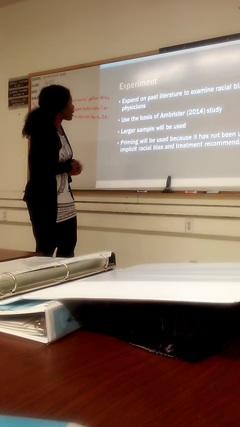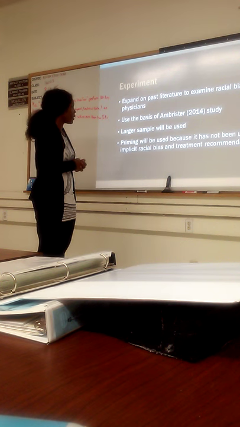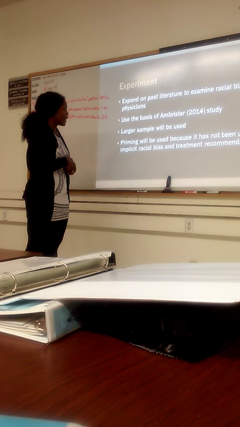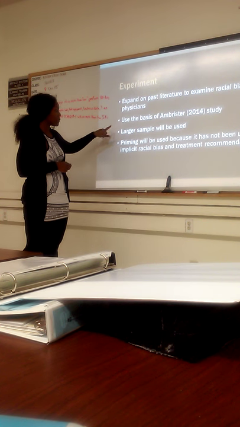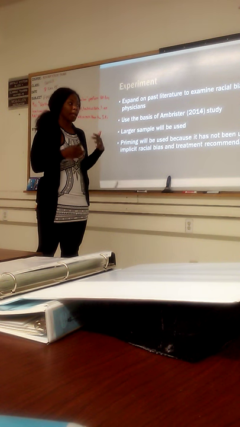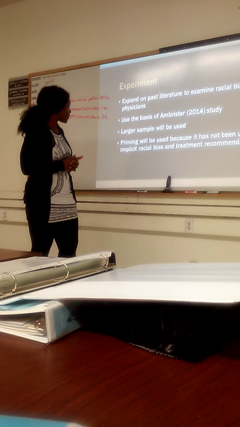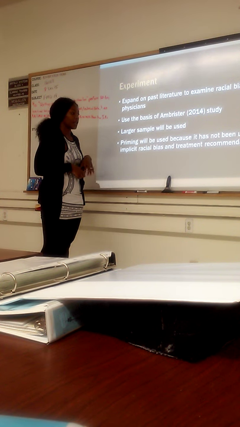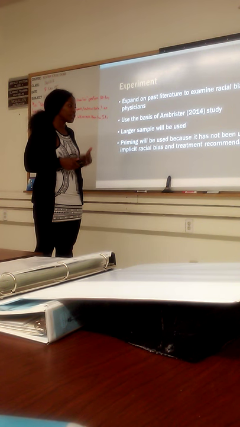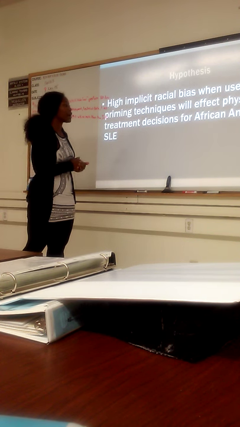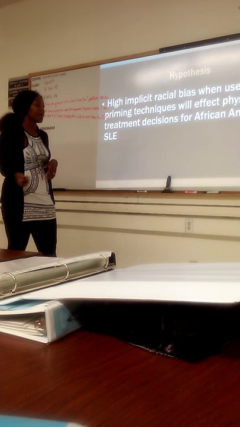So in my experiment, I want to expand on past literature to examine racial bias in physicians. I wanted to use Amherst's current study as the basis of my experiment. One of the recommendations for further research was to get a larger sample, because she was unable to, to see if there was any change in findings. In looking at stereotypes in the DeVito study, priming has also indicated a strong correlation. So I wanted to use priming because it's not being used in a study with implicit racial bias and treatment recommendations. My hypothesis is that high implicit racial bias, when used with priming techniques, will affect physician treatment decisions for African Americans with SLE.